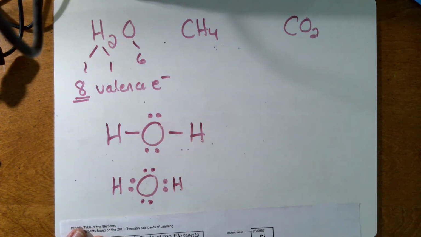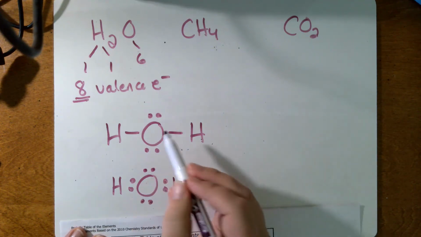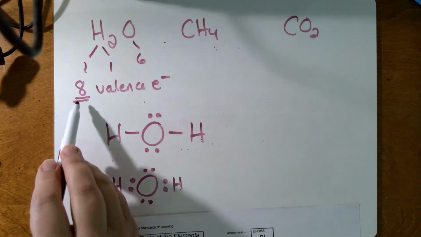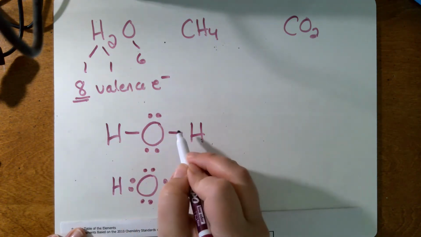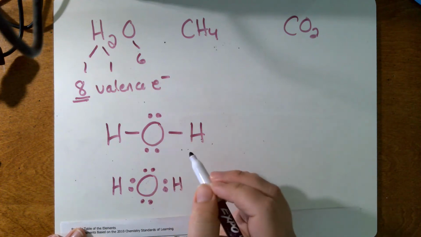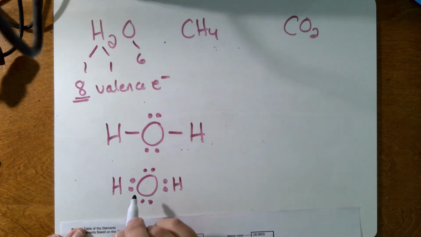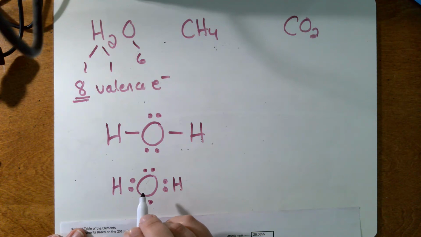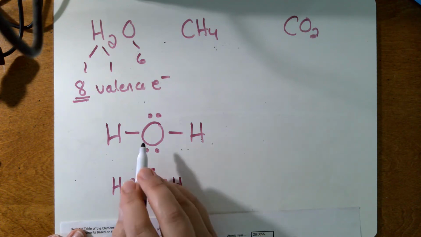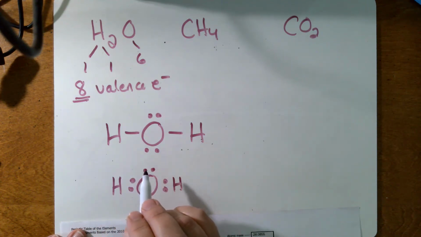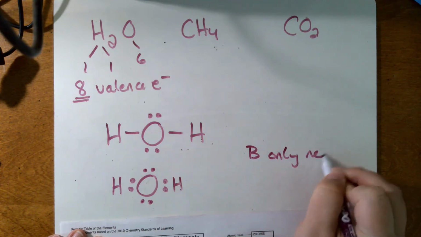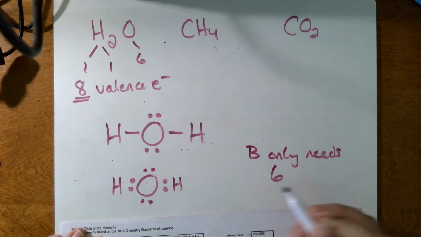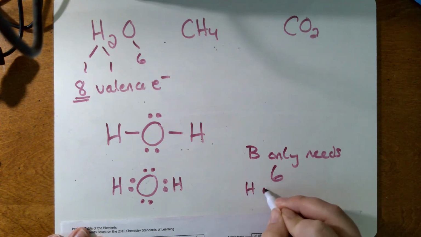So now I have to check my structure and see if it works out. All right, so first I want to make sure that I used exactly 8 valence electrons, no more, no less. 2, 4, 6, 8. All right, so that's good. Now I need to make sure that every atom has access to 8 electrons, except hydrogen, which only needs 2. Another exception you should know is that boron only needs 6. But boron and hydrogen are the only 2 exceptions you need to know.